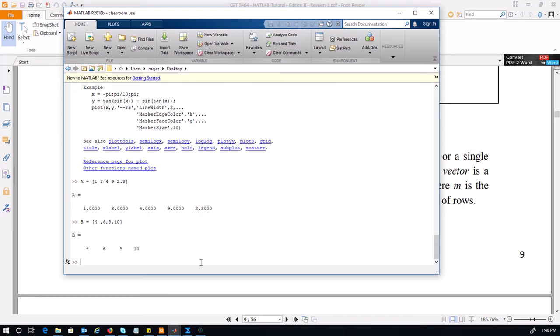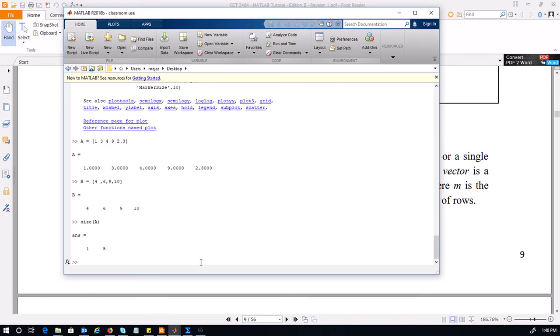How do you find the size of a matrix or size of a vector? By using size function. So if I do size of A is a vector, as you can see, it's going to show me 1, 5. That is, it has one row and 5 columns. So size is a function that is used to determine the size of a matrix or a vector.